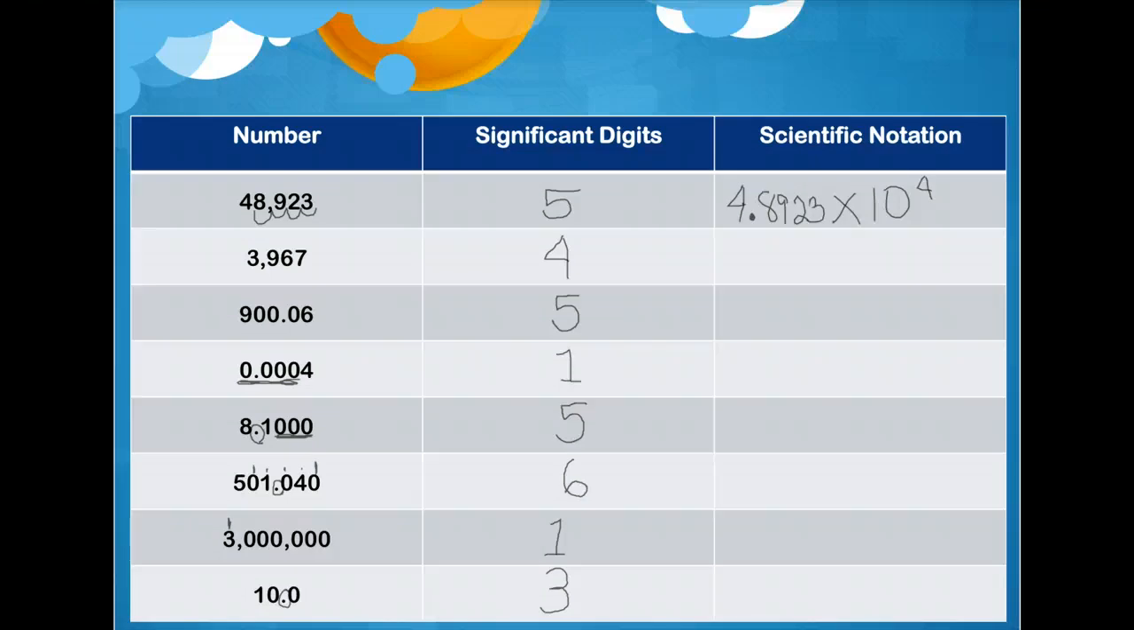Now, is this going to be positive or negative? Well, this is a large number. If this is a large number, it's a positive exponent. We had to move our decimal to the left, so that makes this positive. If we move our decimal to the right, we have a negative number. Okay?